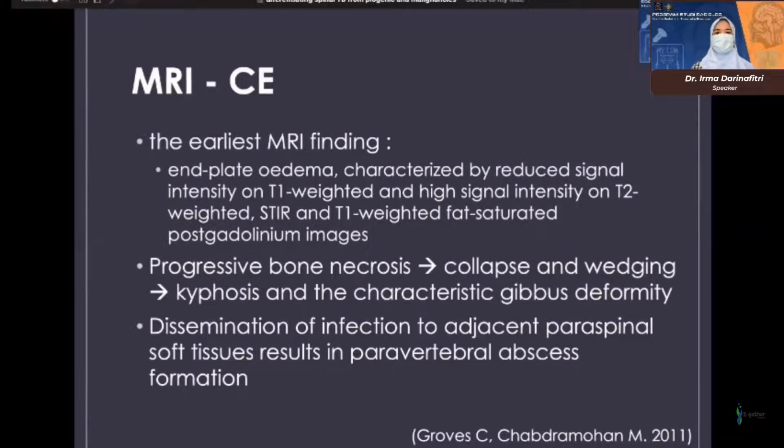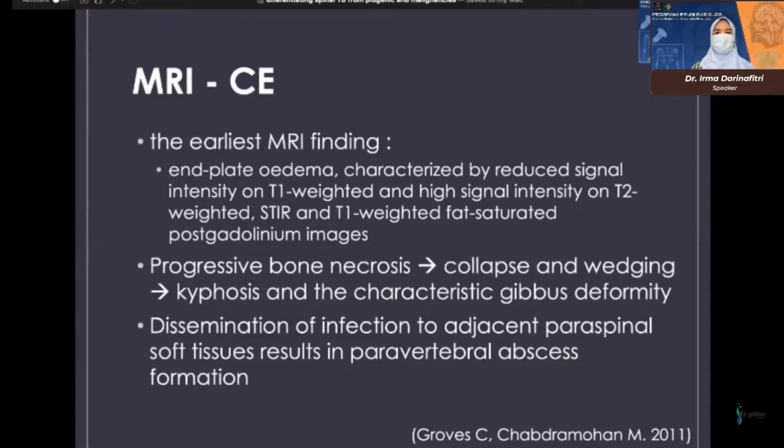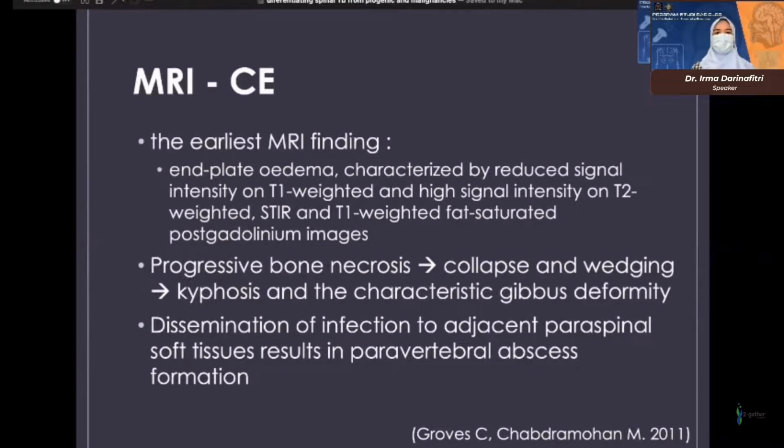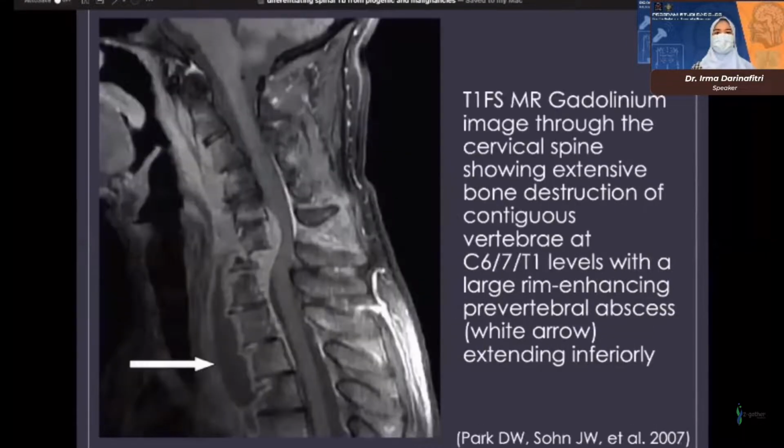In the earliest MR imaging findings, we can see end plate edema characterized by reduced signal intensity on T1 weighted and high signal intensity on T2 weighted images. Here are STIR and T1 weighted fat saturated post-gadolinium images. Progressive bone necrosis can cause collapse and wedging until kyphosis and the characteristic gibbous deformity. Dissemination of infection to adjacent paraspinal soft tissue results in paravertebral abscess formation.